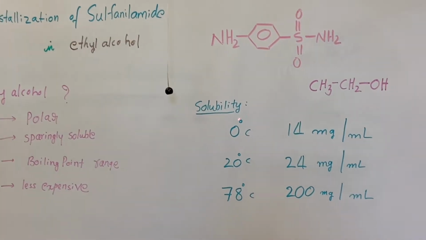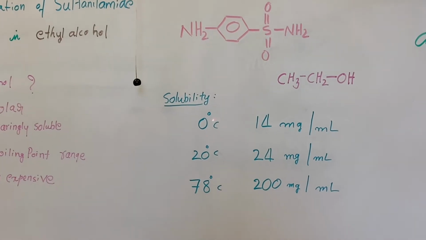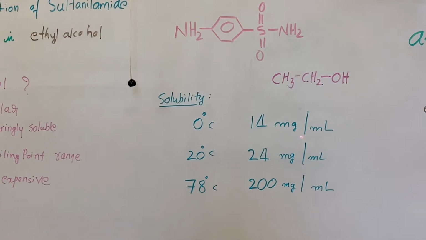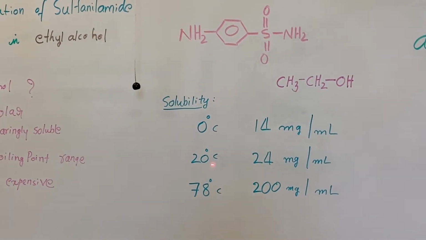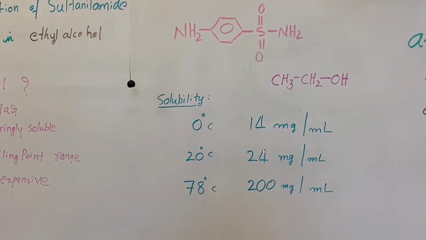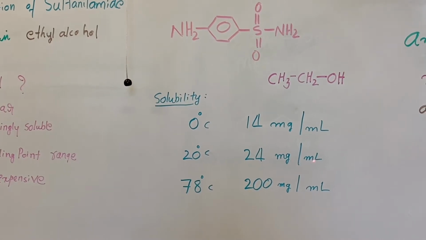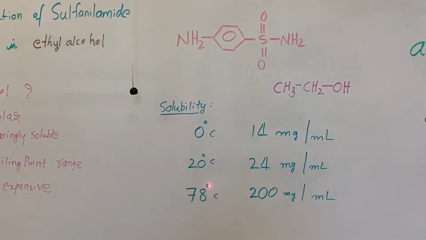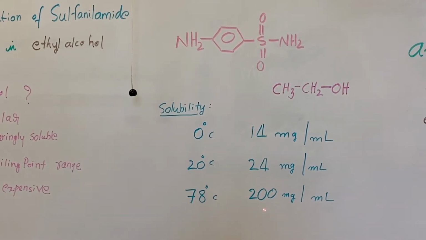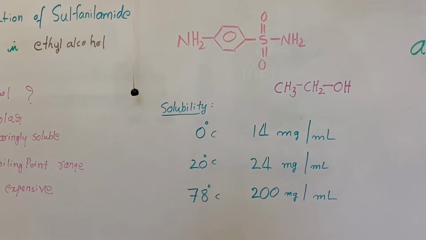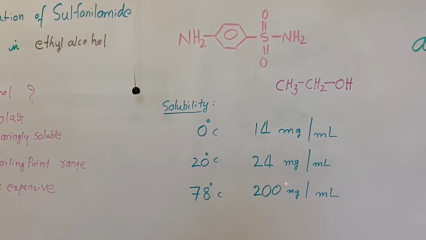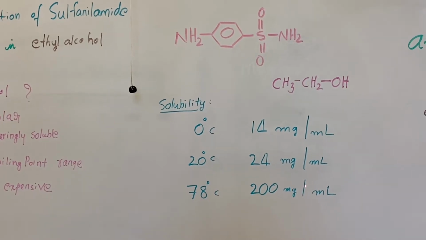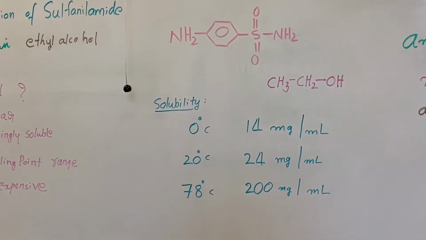Now look at the solubility here. At 0 degrees centigrade, about 14 milligrams of sulfanilamide dissolves in 1 ml. At room temperature, about 24 milligrams dissolve in 1 ml. But at the boiling point of alcohol, 78 degrees, it dissolves about 200 milligrams. So today we are using about 400 milligrams of this sulfanilamide. That means we need about 2 to 3 ml of solvent.